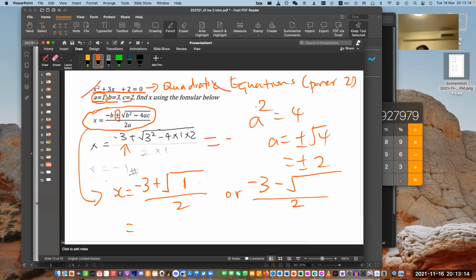Okay, I'm demonstrating it to you. That's why I do it slowly. So I hope you can keep up with my pace. Okay, if I do it on my own, I'm going to be super fast. All right, over here square root 1, you can press your calculator. Square root 1 is 1.